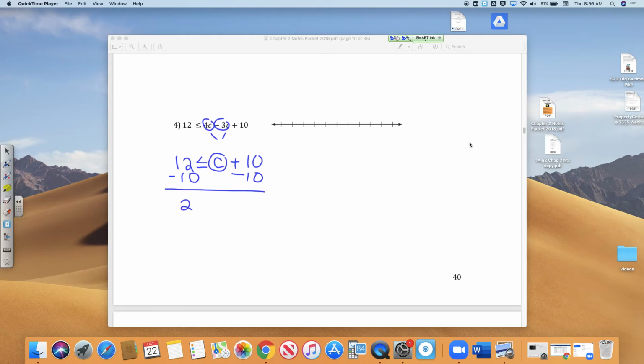12 minus 10 is 2. I get 2 is less than or equal to c. I don't like to graph this way. I want to flip everything, so I'm going to flip the c, flip the 2, and then I have to flip the sign as well. This is what I'm going to graph. C is greater than or equal to 2. So then on my graph, I would have a closed circle at 2, and anything greater than or equal to it would be to the right.